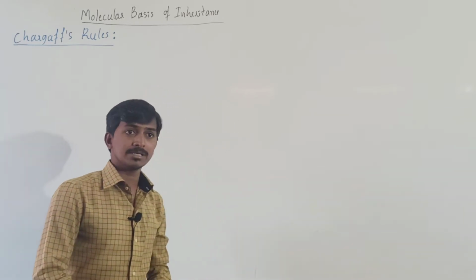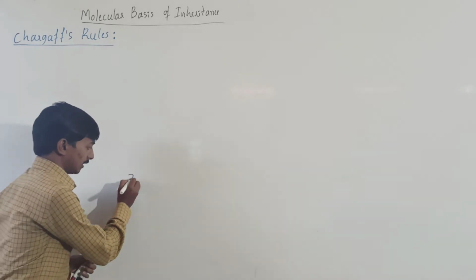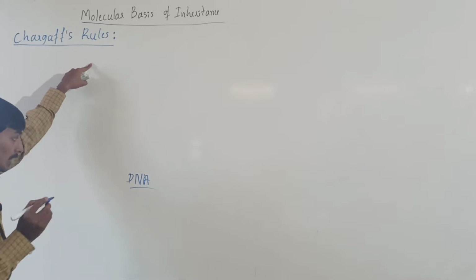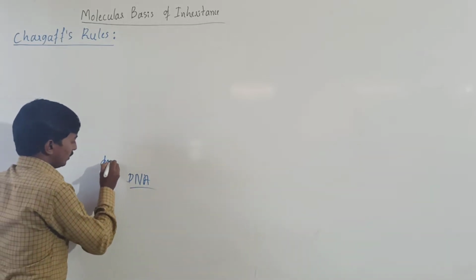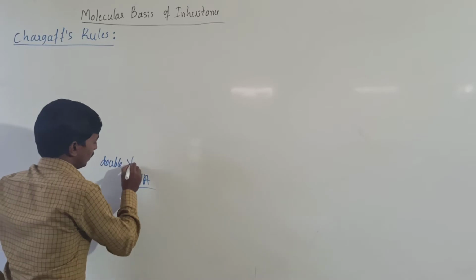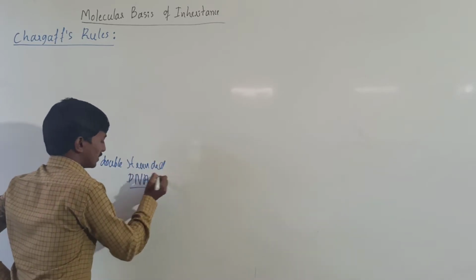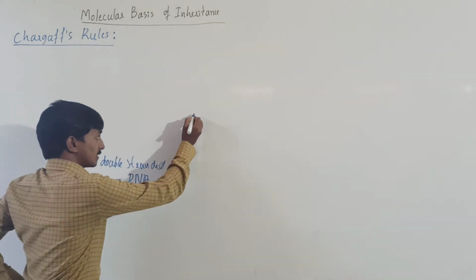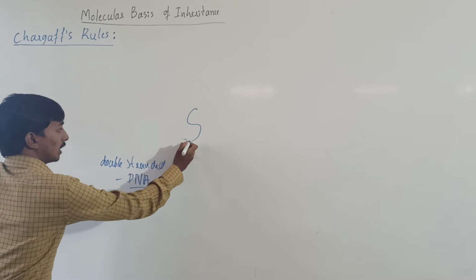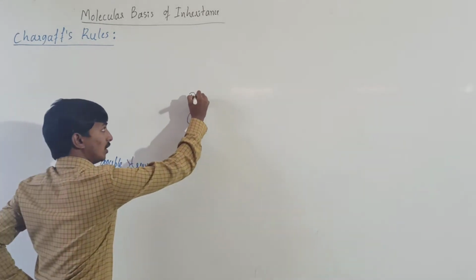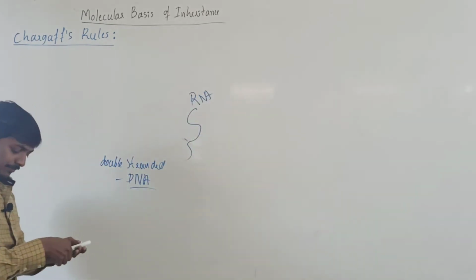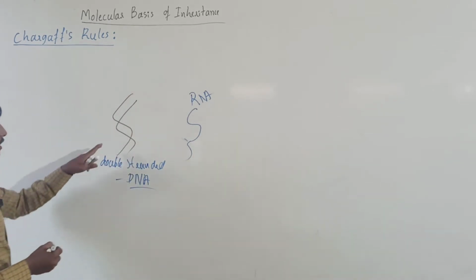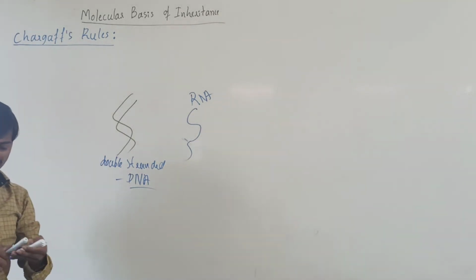Arrangement of nitrogen bases in the two strands of DNA, I am telling again, because the CHARGAFF'S rules are applicable only for the double stranded molecule, that is DNA. RNA is single stranded, so CHARGAFF'S rules are not applicable for RNA, but our DNA is double stranded, so the CHARGAFF'S rules are applicable only for the DNA.